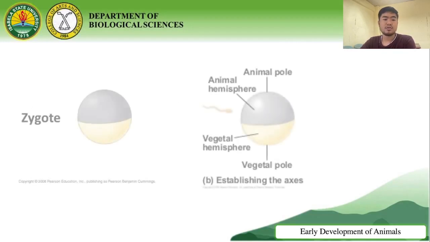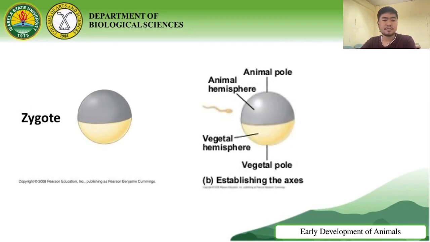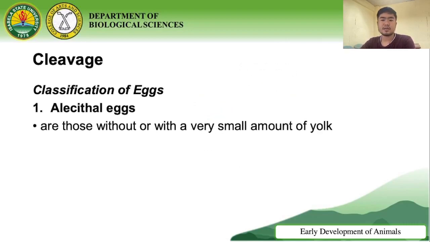Okay, so ito yung example. Okay, the animal hemisphere or the animal pole, yung kukunti ang yolk, at si vegetal hemisphere or vegetal pole yung may mas madaming yolk. So these are the classification of eggs according to the amount of the yolk that they have. Okay, so first we have alecytal eggs.